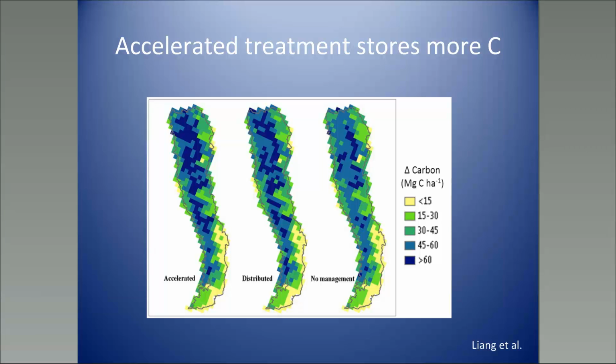So when we evaluated the change in above ground carbon at the end of the simulation period, we found that the accelerated scenario, which is the map on the left here, ended up having many more grid cells that had a higher carbon density, so greater than 60 megagrams carbon per hectare change over that 90-year simulation period than the distributed, which also had a much higher carbon density than the no management scenario.